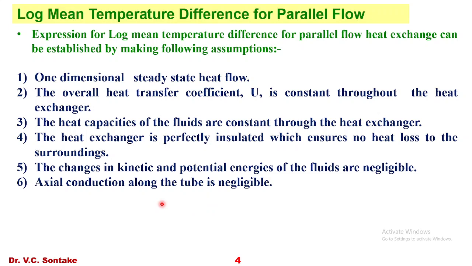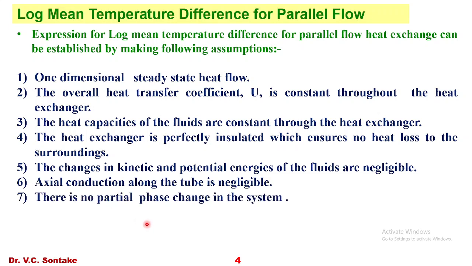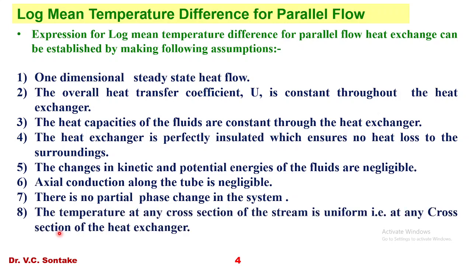Whatever heat transfer takes place between hot and cold fluid, that takes place only in the radial direction. 7. There is no partial phase change in the system. There is only temperature change in the hot and cold fluid. 8. The temperature at any cross section of the stream of hot or cold fluid is uniform, that is, at any cross section of the heat exchanger.